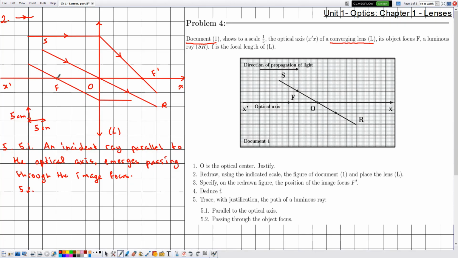And we don't forget arrows on light rays, incident rays, as well as emergent rays. So this is the tracing. Now let's do the justification. The justification is given by an incident ray passing through the object focus emerges parallel to the optical axis.